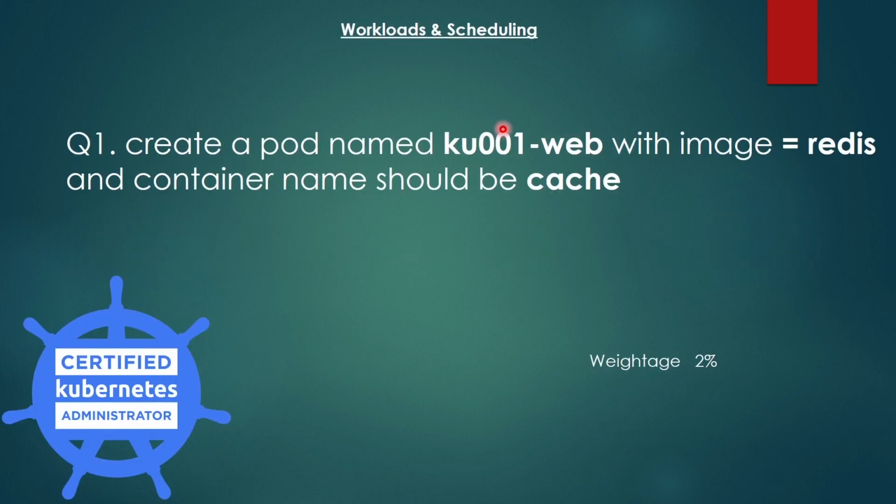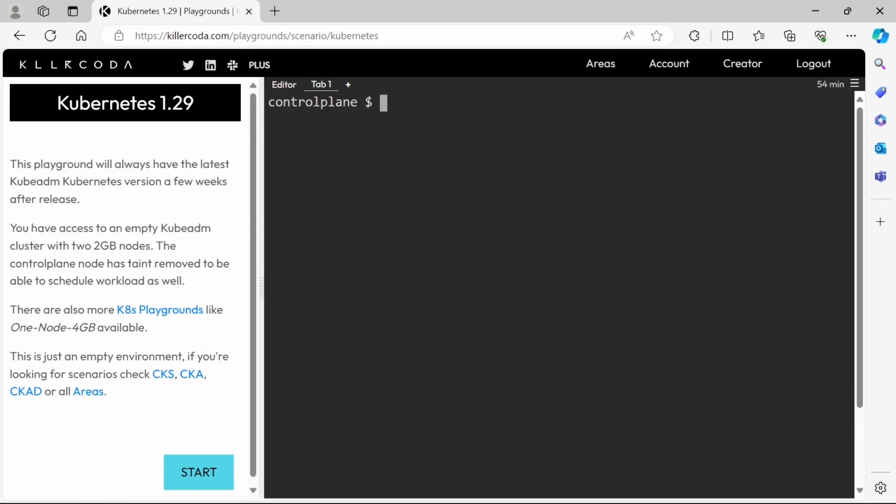The first question is to create a pod named KU001-web with the image of Redis, and the container name should be cache. This is a straightforward question and the weightage of this question is just 2%. Okay, let's go to the cluster. We can use imperative commands for creating the pod. Before that, we have to save the YAML file using the dry run command.